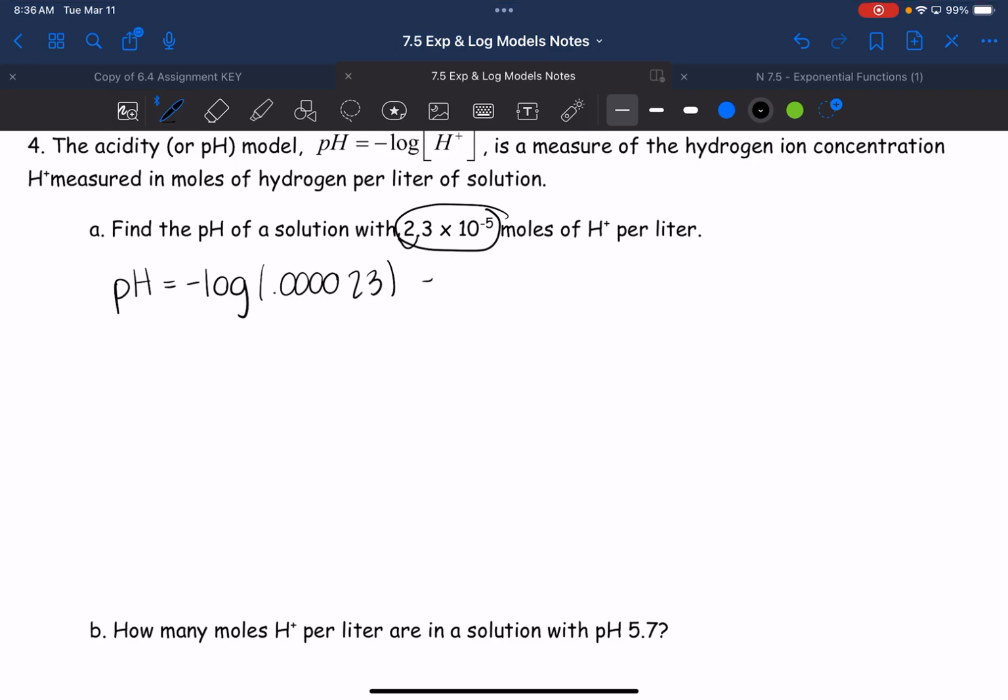Okay. And in this case, everything's already on one side of the equation, right? So I just have to type negative log base 10 of 0.000023 in our calculator. And what do we get there? Is it 638? Yep. Yeah, okay.